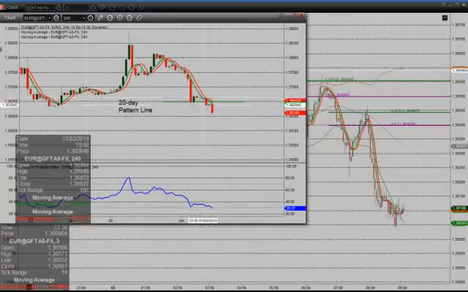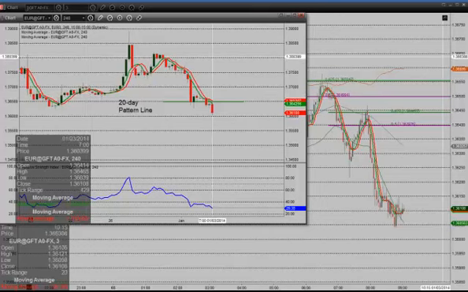So we would look to continue to sell rallies in the euro. Yesterday we were looking to sell rallies based on the 5 and 10 day patterns being down. Now that you have the 5, 10, and 20 down, even intermediate term traders are looking to sell rallies in this market.